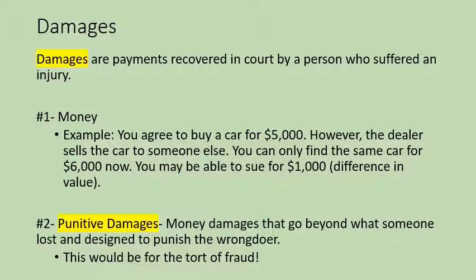Okay, there's two types of damages though. Number one is money, and this is the majority of claims that are going to be filed in a court for contracts. So the example that I have here, say that you go into the car dealership and you sign an agreement to buy a car for $5,000.